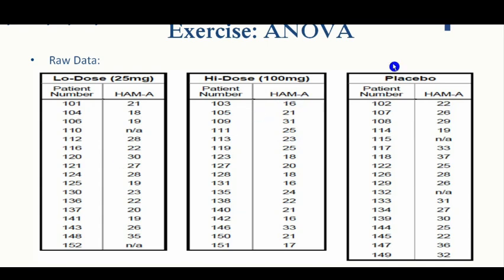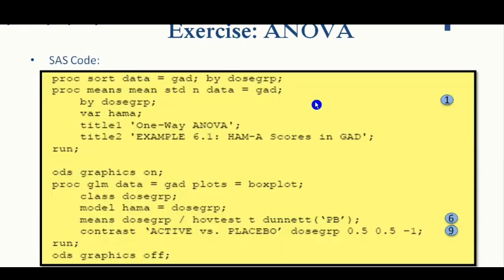Here you have the third treatment, so it will be mu 1 equal to mu 2 equal to mu 3. That is your null hypothesis. Anyway, let us see the SAS code for this analysis of variance. First we sort the data by the variable, by dose group. We run the proc means, and then this is the statement which is doing the analysis of variance, which is proc GLM, data is equal to GAD.